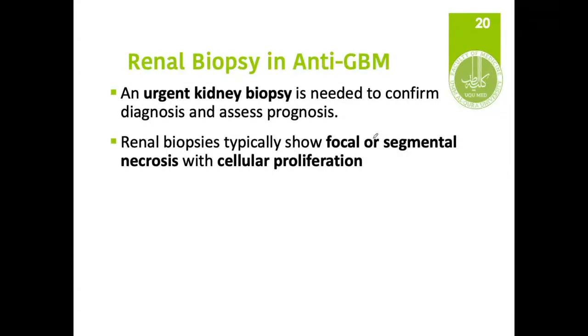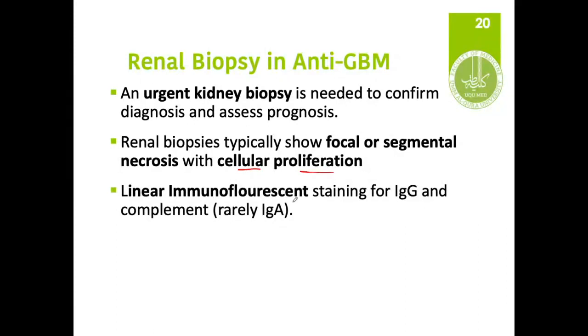So renal biopsies typically show focal or segmental necrosis. Normally, the extent of the damage on a renal biopsy can be focal, segmental, or diffuse. Focal means that some glomeruli are involved. Segmental means a part of a glomerulus is involved, or the lesion is involving part of the glomerulus, and diffuse means that more than 50% of the glomeruli on the section are involved. So in this case, there can be focal or segmental necrosis with cellular proliferation, and this proliferation is of epithelial, endothelial, or mesangial cells.